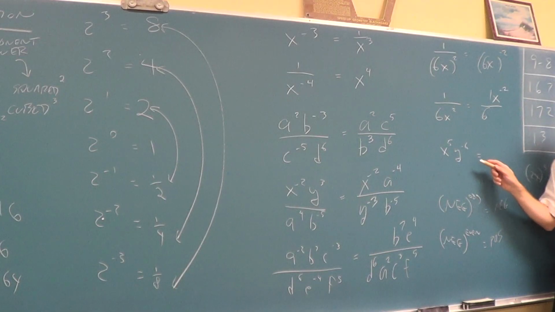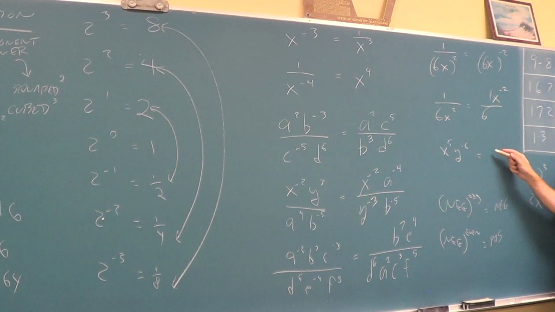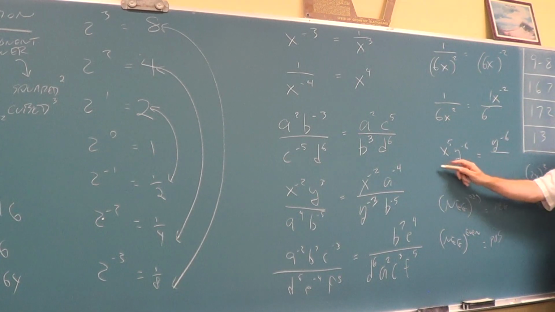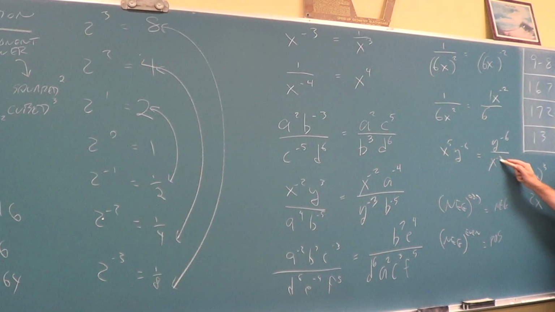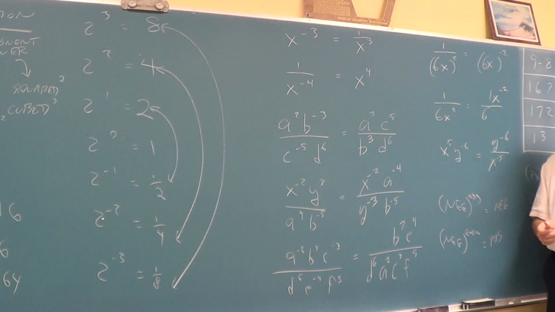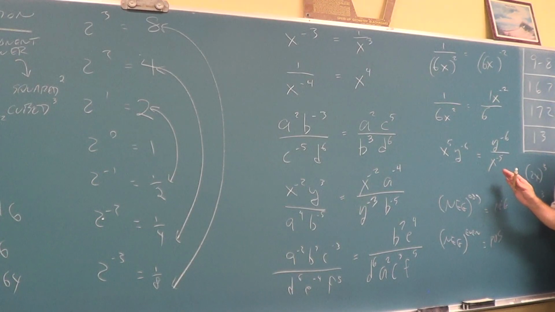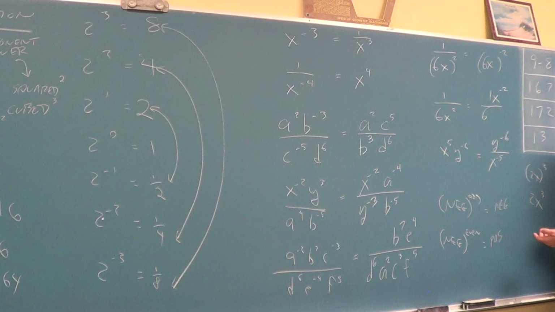Again, this time I want negative powers. How can I make this have negative powers? Y to the negative 6 is going to sit on top, where it's already on top of a 1. And x to the minus 5 moves to the bottom. Question on that? Again, one last reinforcement.